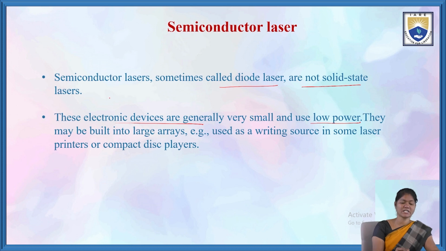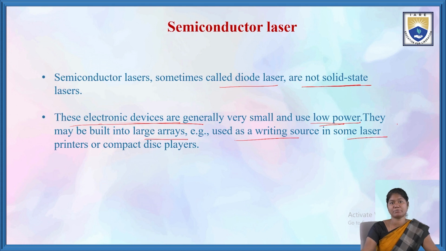So semiconductor lasers, sometimes called diode lasers, are not solid state lasers. The electronic devices are generally very small, and they use low power. So they are built into large arrays, for example, used as the writing source in some laser printers or compact disc players.